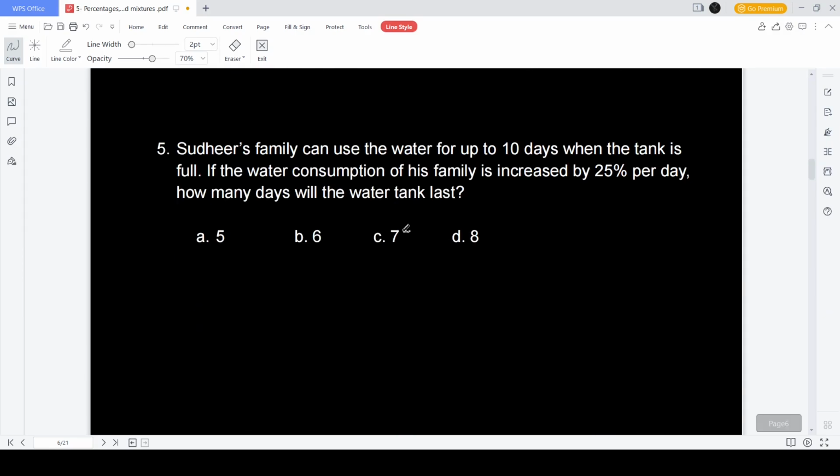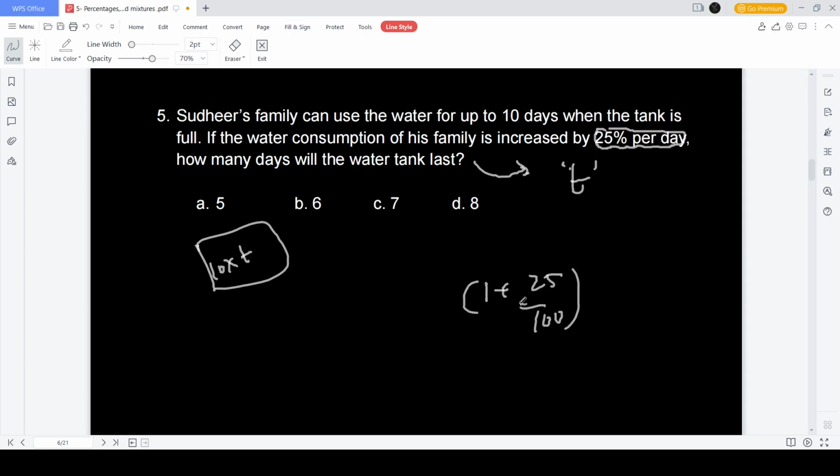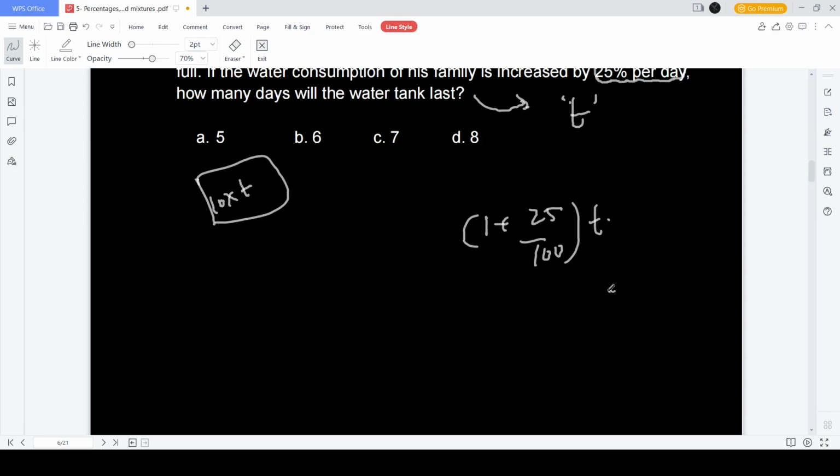Alright, next question. This family can use tap water for up to 10 days when the tank is full. If the water consumption of the family increased by 25% per day, how many days will the tank last? So let's assume that daily consumption was T. So the capacity of the tank will be 10 into T, right? Because for 10 days they could use it. Now if they increased it by 25%, then it will be 1 plus 25 by 100 into T, the new consumption. So this will be 1.25 into T.